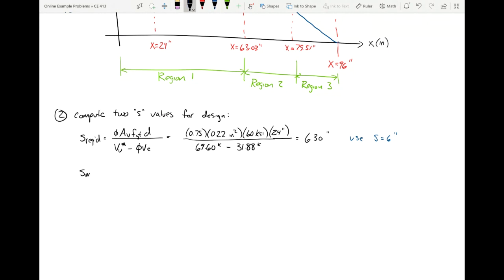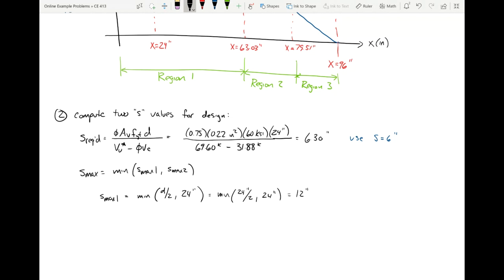Now S max is always the minimum of S max 1 and S max 2. So S max 1 is the minimum of D over 2 or 24 inches. And D was 24 inches, so 24 inches over 2, or 24 inches. So that came out to be 12 inches.